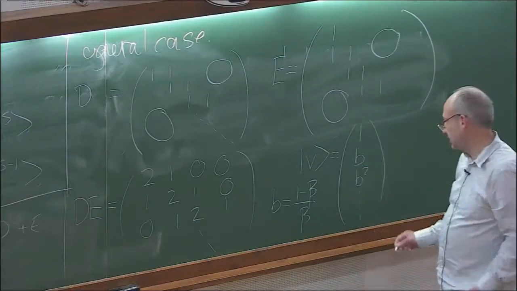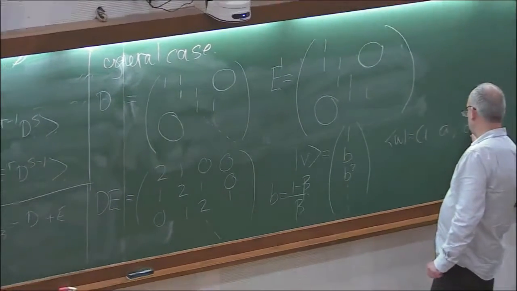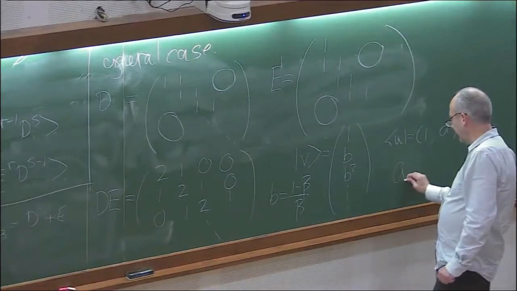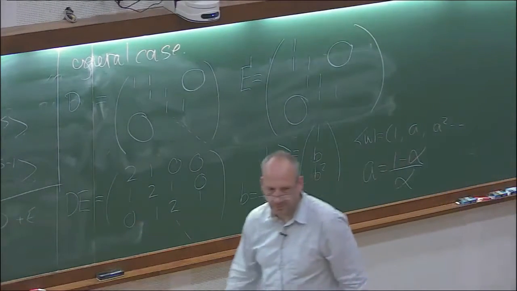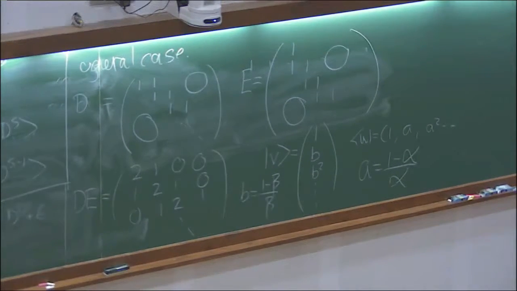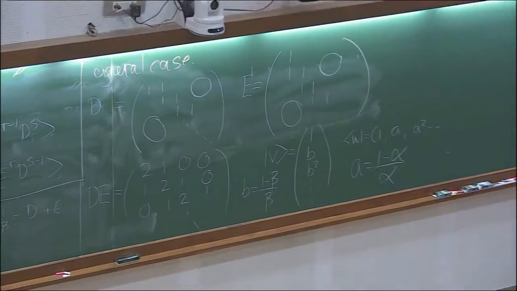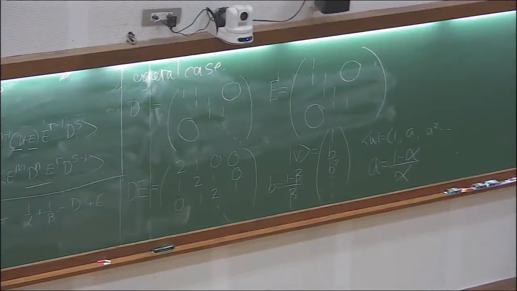And similarly, W is 1, A, A squared, etc., where A equals (1 minus alpha) over alpha. Okay, so these matrices work, and so this matrix product works. Okay, let me continue. I want to give a flavor of how you go about calculating with the matrix product.